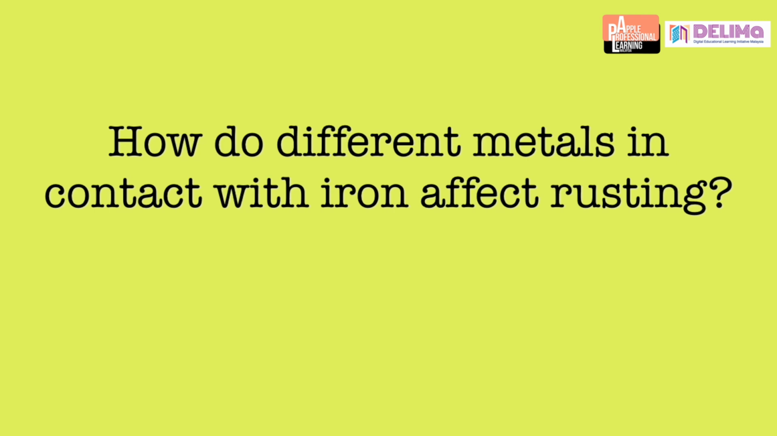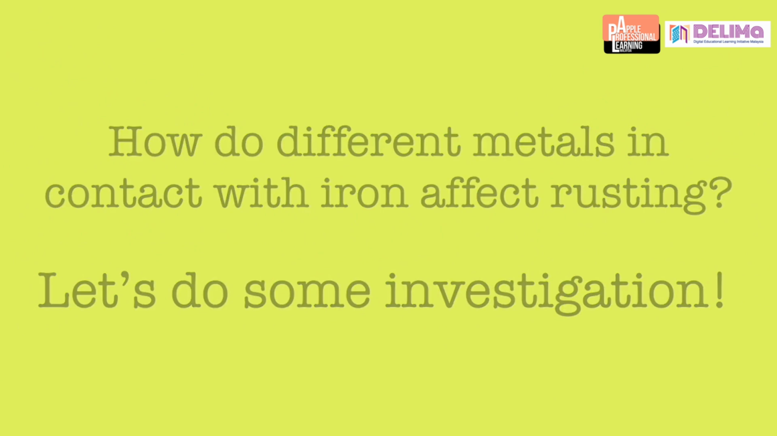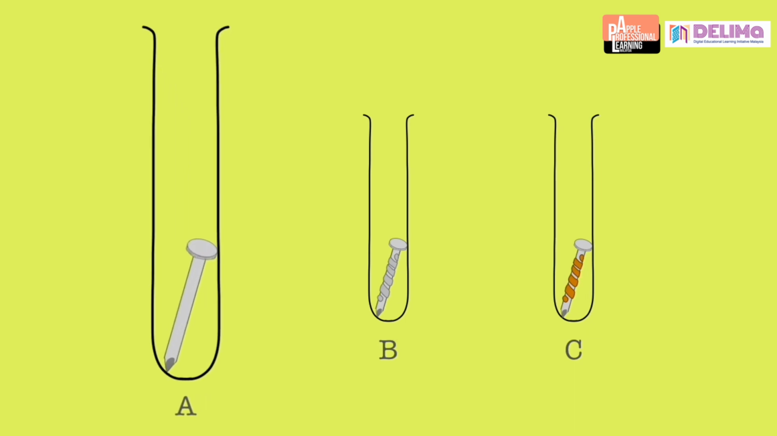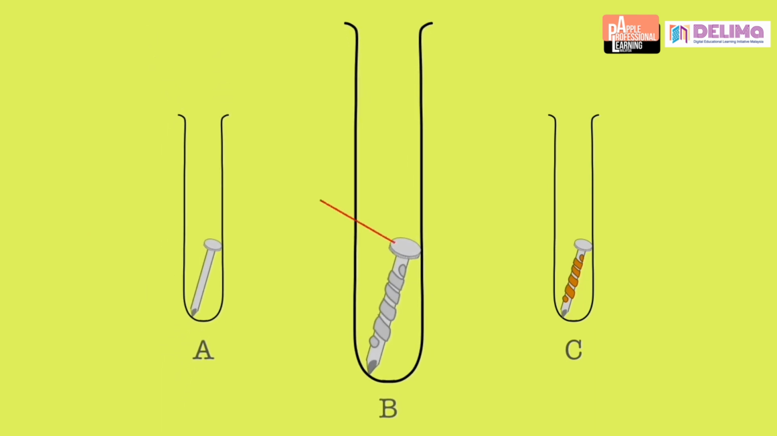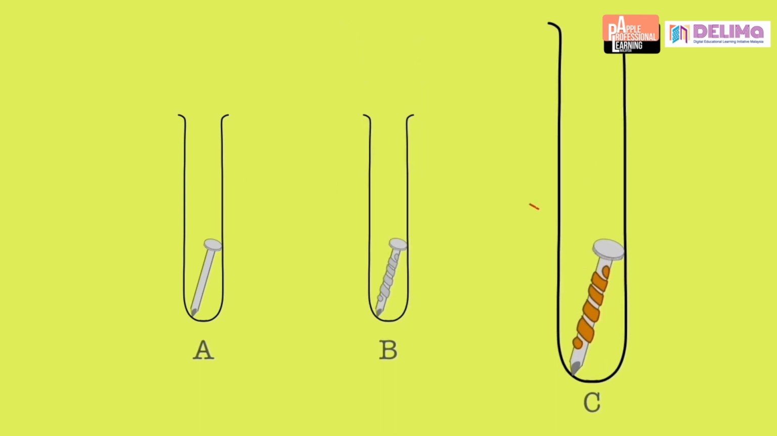How do different metals in contact with iron affect rusting? Let's do some investigation. Prepare 3 test tubes and label them A, B, C. For test tube A, place an iron nail. For test tube B, place an iron nail that is coiled with zinc. For test tube C, place an iron nail that is coiled with copper.